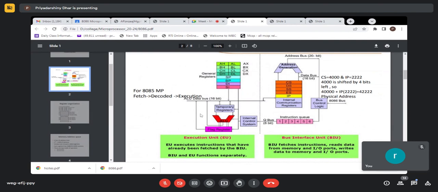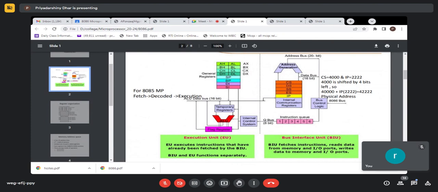Now look at this. Is there any memory location here? No. We can see the general purpose registers, then the segment registers, then the instruction queue, then the temporary registers, the flag register, and the ALU. But there is no memory. Memory is externally connected to the 8085 as well as the 8086 or any kind of microprocessor, where we can store instructions and data.